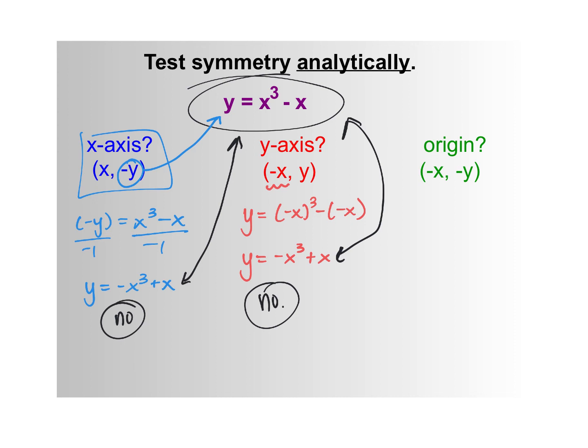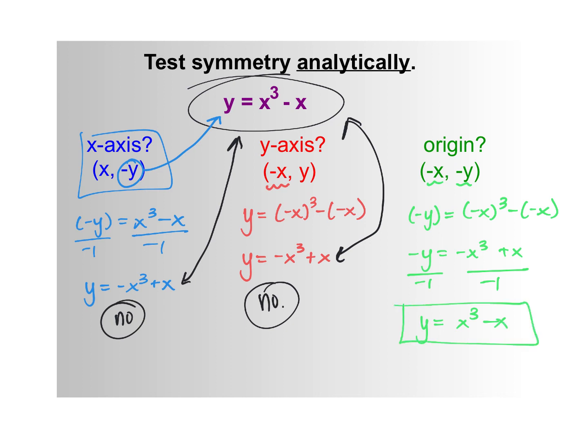Last but not least, origin symmetry. We're going to replace both the x and the y variables with negative x and negative y. We're going to simplify here. I get negative y is equal to negative x cubed plus x. When I solve for y by dividing everything by negative 1, I'm left with y is equal to x cubed minus x. This now is the one that matches my original. Since those are the same, we can say yes, this has origin symmetry.